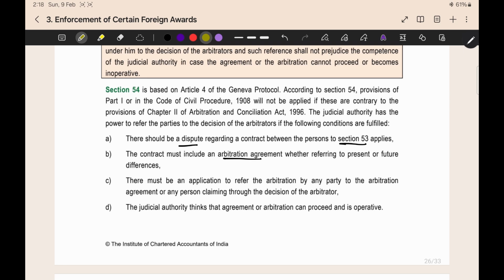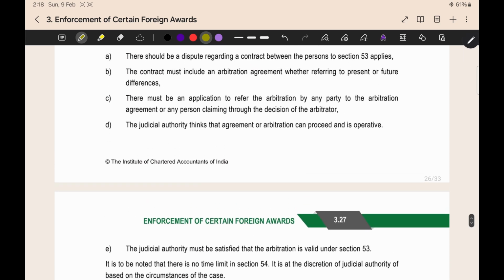The third point is there must be an application to refer to arbitration by any party. Any party to the arbitration should make an application saying that I have to solve the dispute through arbitration, do not take up the case. Like that, there should be an application to refer to arbitration. Then the judicial authority must think that the arbitration agreement can proceed and is operative. The arbitration agreement should be operative. It cannot be invalid.